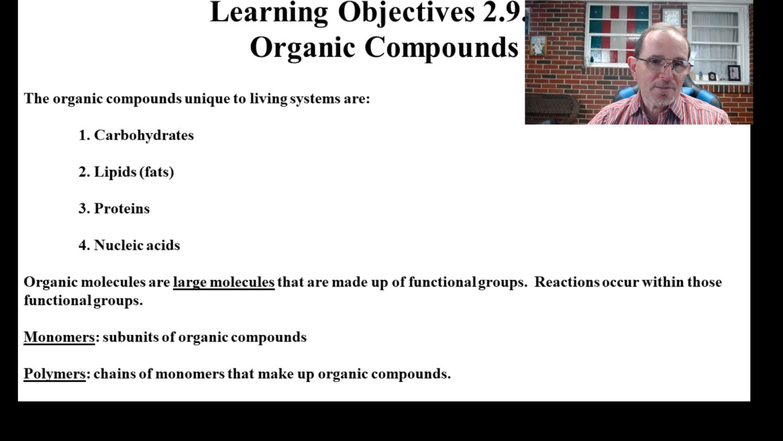Carbs, lipids, proteins, and nucleic acids. These guys are large. They have these functional groups. The functional groups can cause reactions. We've already talked about the definition of monomer and polymer. We'll keep going.